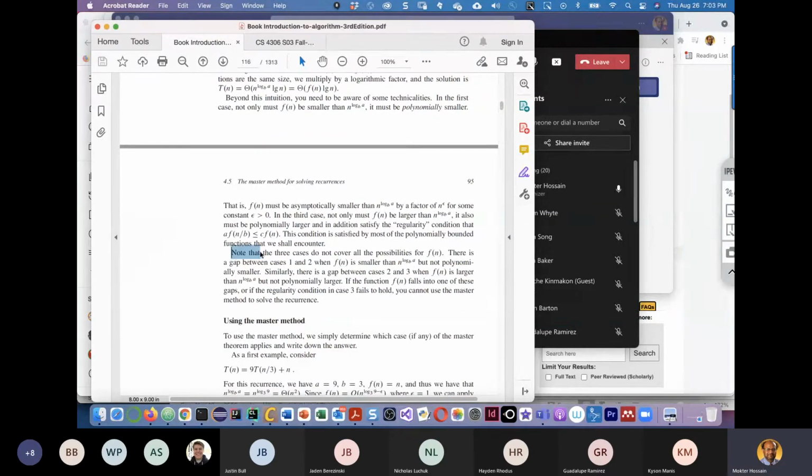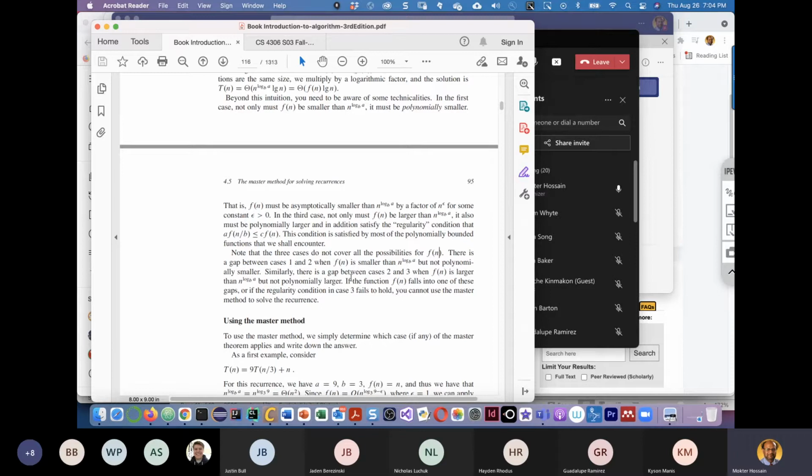So note that the three above cases do not cover all possibilities for f(n). For any f(n) function, it cannot be used. There is a gap between case 1 and case 2 when f(n) is smaller than this one, but not polynomially smaller. Polynomially smaller means if you have a polynomial function, for instance n squared, n cubed, n to the power 5, something in f(n).